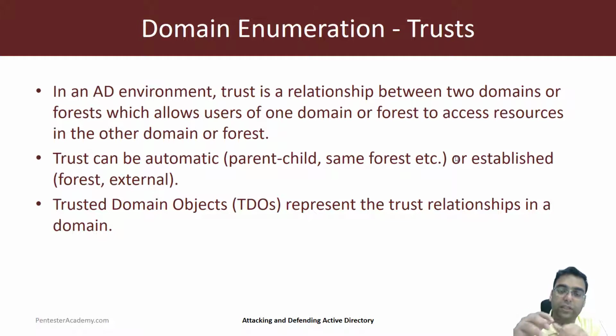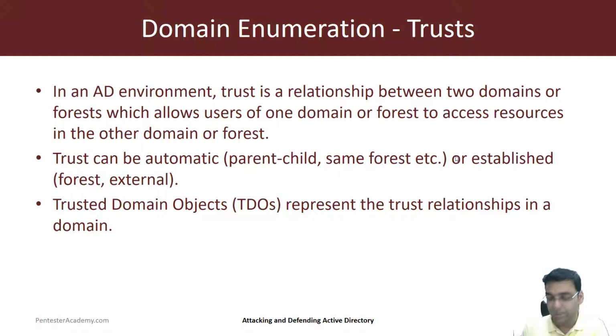There are different types of trusts and different ways they are established. The trusts could be automatic, for example, parent-child trust or root or leaf trust. These trusts are established automatically within a forest, or those could be established across the forest boundary. Each trust is represented by a trusted domain object, TDO. So if you recall, we discussed that everything in Active Directory is an object.